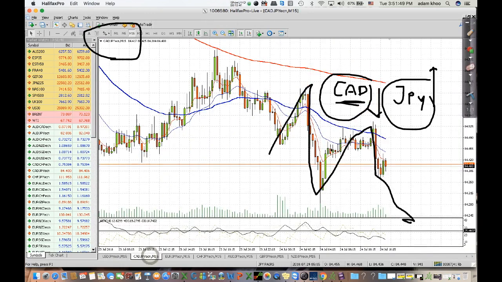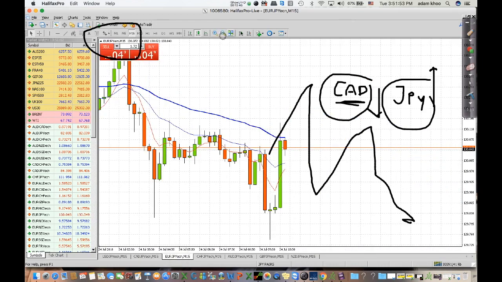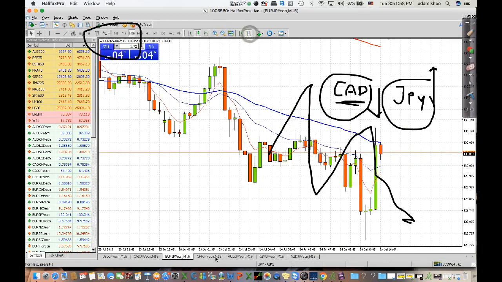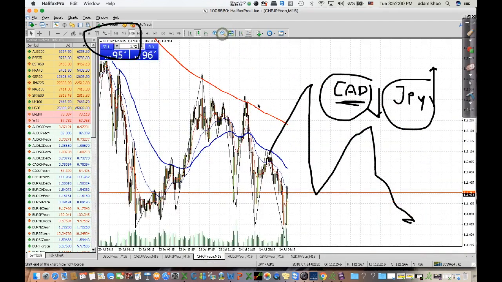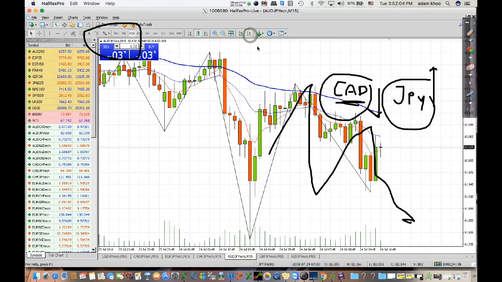Canadian yen should also be going down. Yes, it is going down. That's what I want. Euro yen, is it going down as well? Yes, it's on a downtrend pattern. Franc yen, yes, it's also on a downtrend pattern. Aussie yen, yes, also on a downtrend pattern.